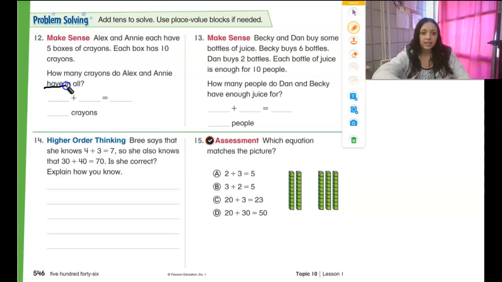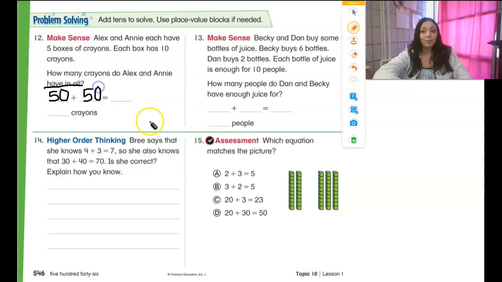So remember, those "in all" words are important because they tell us that we're going to add and put something together. So if I have 5 sets of 10, because I have 10 in each, how many would that be? 5 sets of 10. 5 tens would be 50. That's right, because I would have, let's count by tens, 10, 20, 30, 40, 50. So each person, Alex and Annie, both have 50.